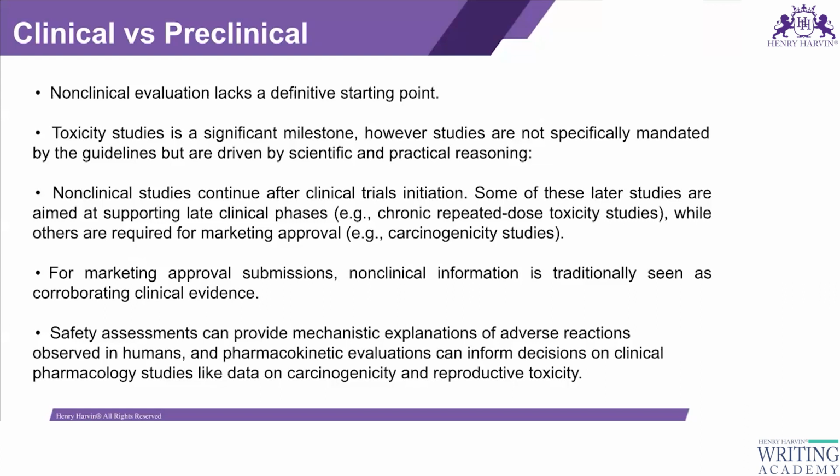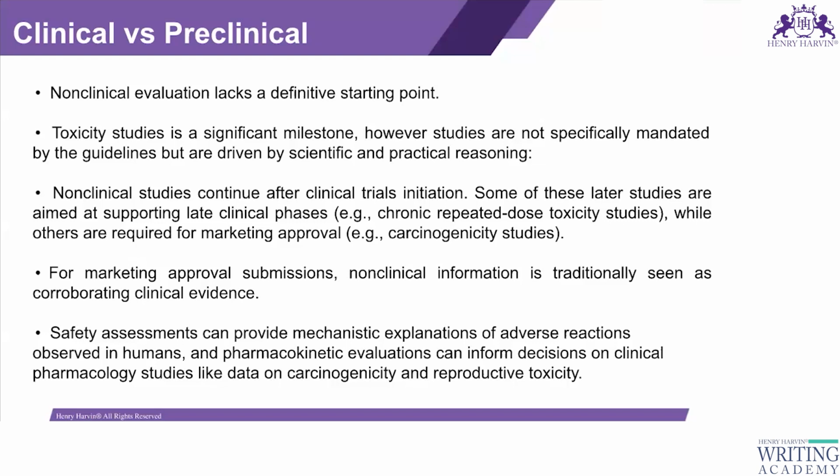Some of these include studies aimed at supporting late clinical phases, for example, the chronic repeated dose toxicity studies, while others are required for marketing approval, for example, carcinogenicity studies. These are studies which usually require a lot of time, from 6 months to 1 year, to see the carcinogenic effect or the toxicity that develops once the drug is administered continuously for a particular period of time.